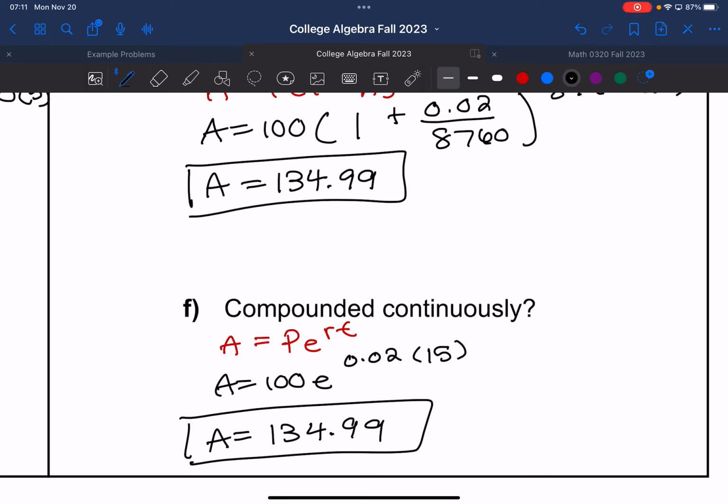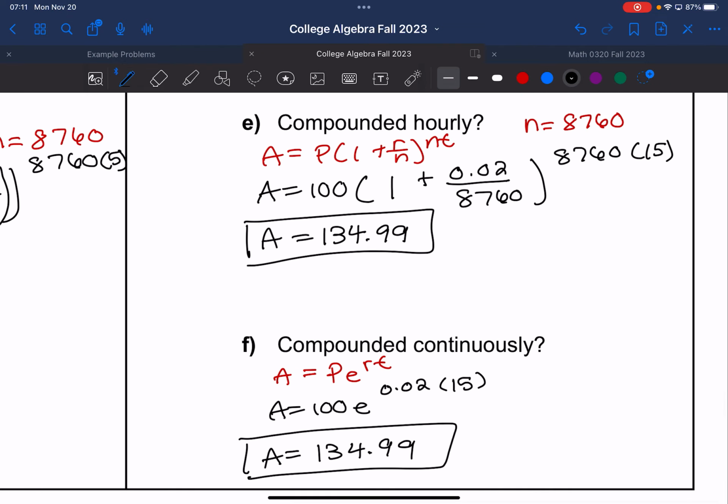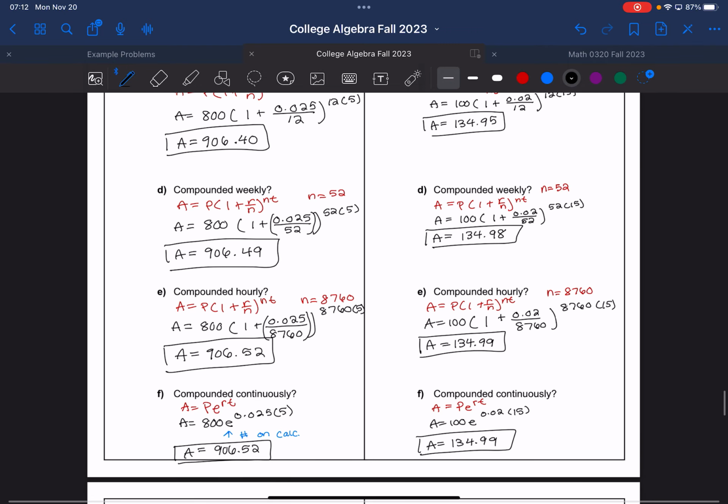So again, in this problem, the best formulas to use are either compounded continuously or what? Compounded hourly, because they're the ones that gave us the most money. We started with 100. After 15 years, we got a $34.99 increase. Any questions on the past two?